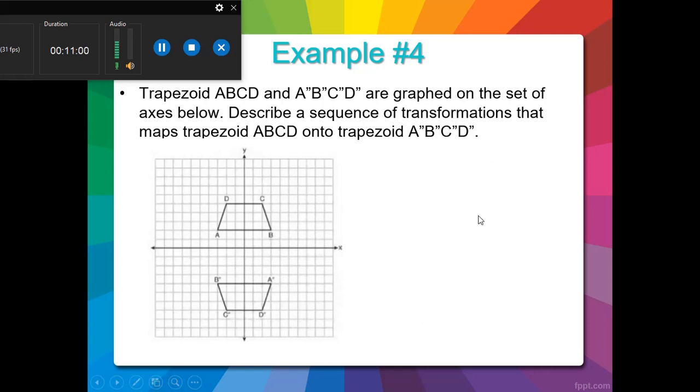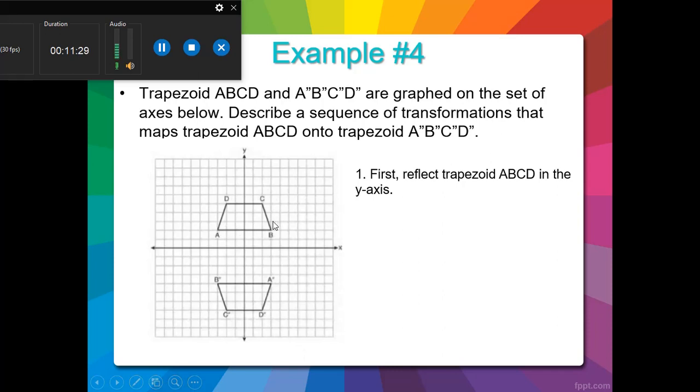There are different options for this. The option that I'm going to choose starts with taking trapezoid ABCD and reflecting it over the y-axis. You need to pay attention. If I simply slide it down, A will match up with B double prime. I want it to match up with A double prime, so I do have to flip this over first. So my first step is to reflect the trapezoid in the y-axis. This is a very specific direction.